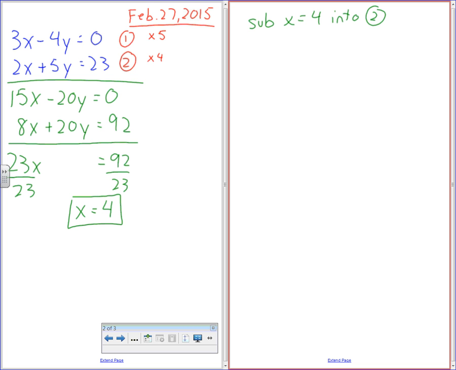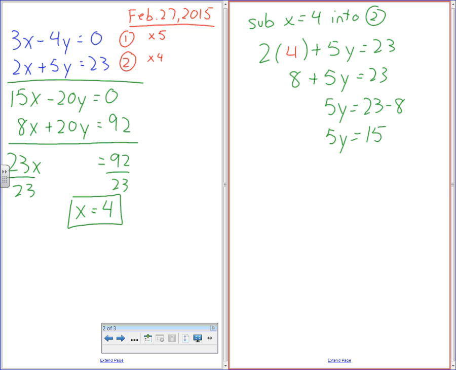Okay, good. So I'm going to call this then 2 times 4 plus 5y equals 23. And if anyone did the first one, did anybody sub in the first one? Two people in the back row. Hopefully we'll get the same answer here. So this turns into then 5y is 23 minus 8. 5y equals 15. y equals 3.